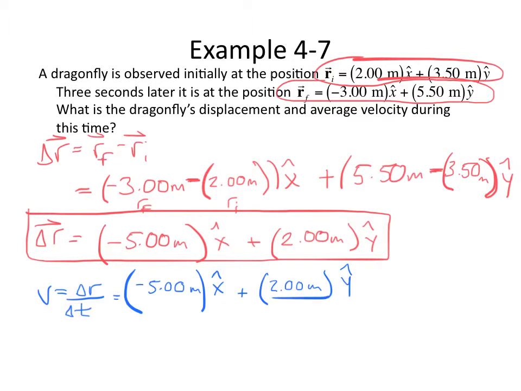But each of these displacements has taken place over a certain amount of time. All right, what time is that? That's 3 seconds, and that's 3 seconds. So all we need to do is divide out our 5 divided by 3 and our 2 divided by 3, and that'll give us our velocity in the x and in the y direction right here. All right, so 5 divided by 3, what's that? 1.67.